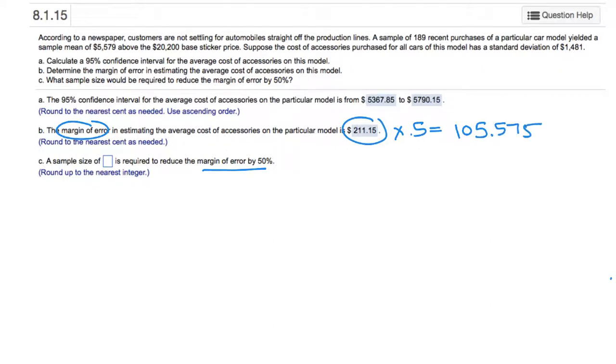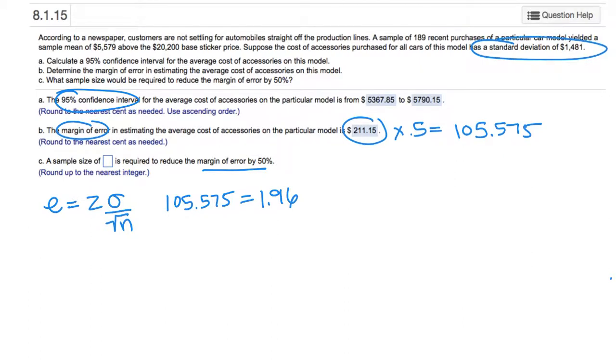105.575. Now recall, our formula for the margin of error is our z value times our standard deviation divided by the square root of n. So now we'll just plug in all the pieces we have. We have our revised margin of error, or our E, at 105.575. We've got our z value, because it's a 95% confidence interval, which is 1.96. Our standard deviation was given to us, and we will multiply that. So there's their 1481. And then what we don't know is the square root of n.